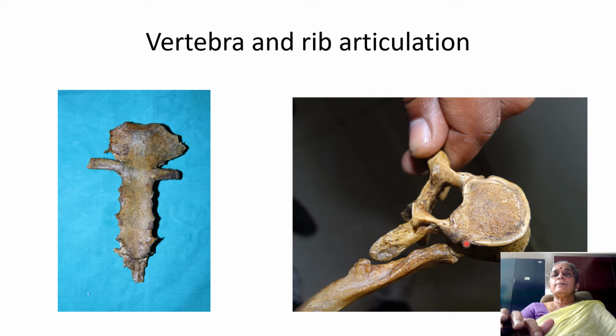The body of the vertebra will have two facets, one near the superior border and one near the inferior border on the lateral surface, and which will articulate with the head of the rib, and then the tubercle of the rib will be articulating with the facet on the transverse process of the vertebra.